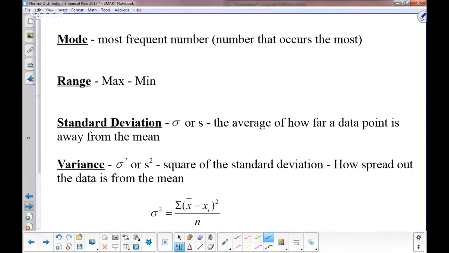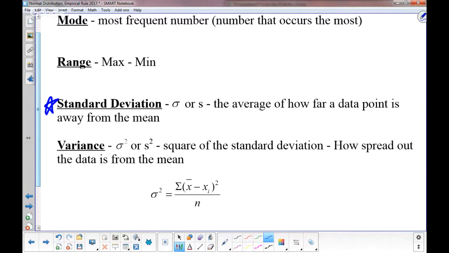Mode, the most frequent number, the one that occurs most. Range, whatever your max minus your min is. Again, you've seen these. Now, things you do need to take care of. Standard deviation, that is one you need to know. It is represented by this. This is what is called lowercase sigma. That's what this little o with a hat on it is. So do not worry about it.